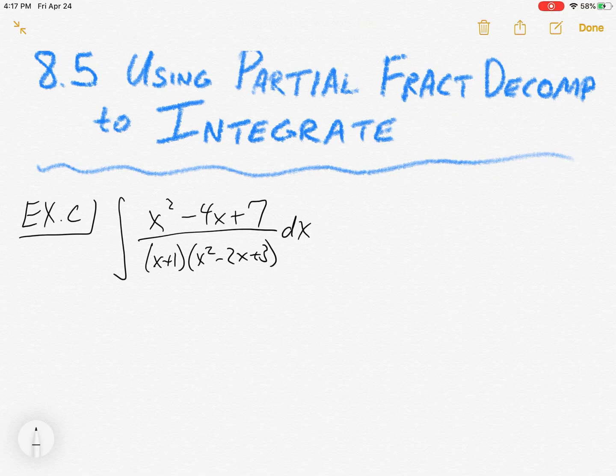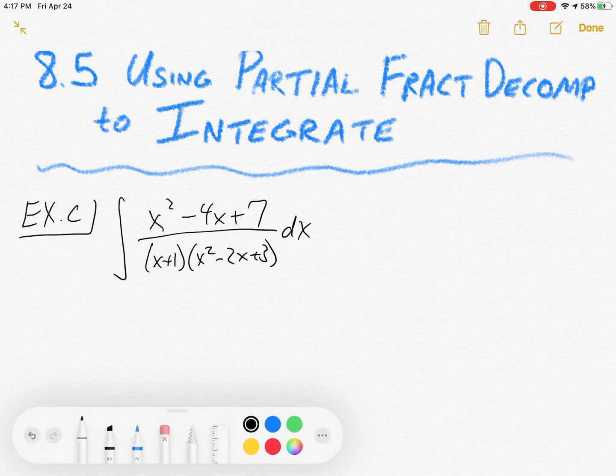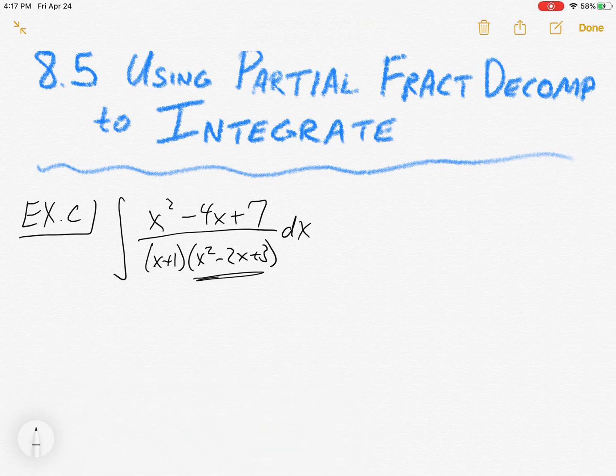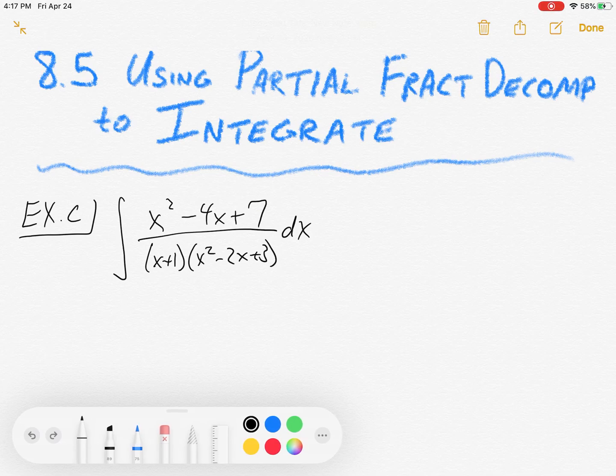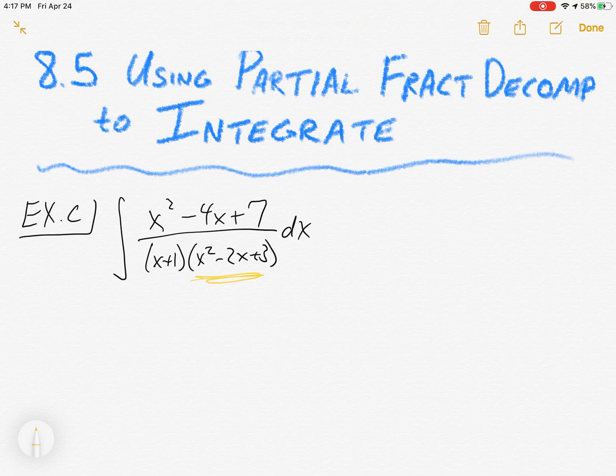Welcome back. So this is our final video. Hopefully, we'll have two examples here for 8.5. So here's our new problem, and again, this doesn't look good for any other techniques: substitution, integration by parts, trig powers, trig substitution, any of that. But the denominator is actually not factorable, but it's already factored.